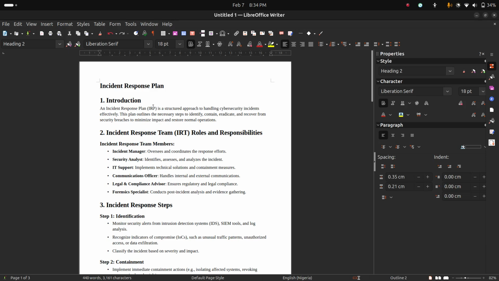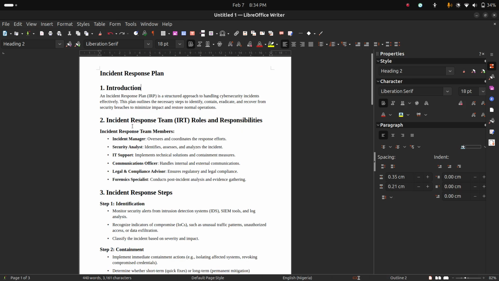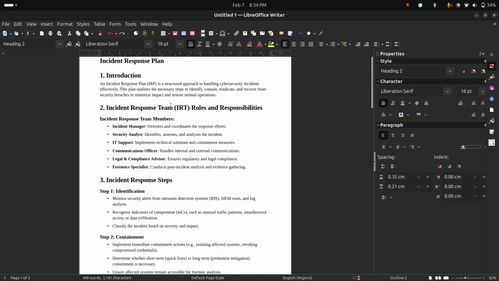Introduction: what is an incident response plan? It is a structured approach to handling cybersecurity incidents effectively. Incident response team roles and responsibilities. One is the incident manager, who oversees and coordinates the response effort. Security analysts majorly focus on log analysis: they identify, access, and analyze the incidents through logs from networks, hosts, firewalls, and so on.